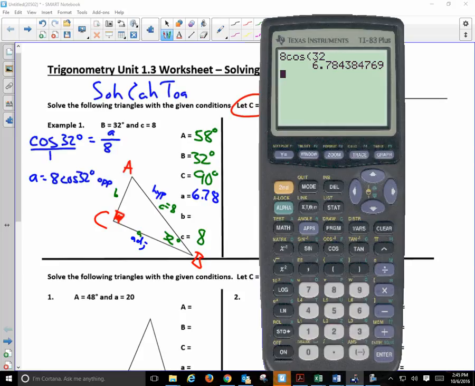Does it make sense that A is smaller than C? Yeah, it does. Why? Because what's the biggest side? C. Now, I want to find B. What could I do to find B? The Pythagorean theorem.